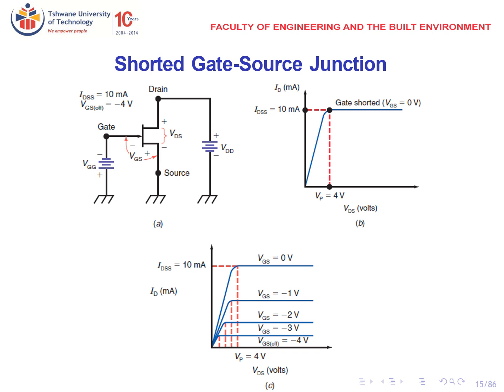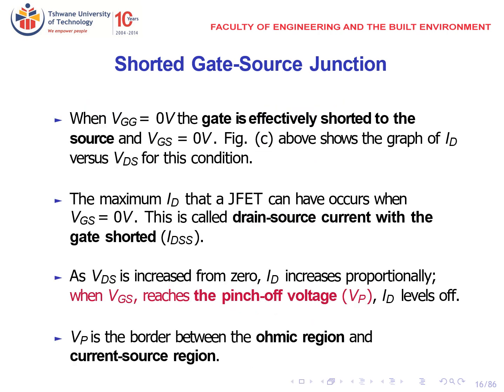When VGS is equal to 0, we get maximum ID, which is IDSS. As we supply negative voltage VGS, we have a lower value of ID until ID is 0. So the value that will cause ID to be 0 is called VGS(off). When VGG is equal to 0, the gate is effectively shorted to the source and VGS is equal to 0. Figure C above shows the graph of ID versus VDS for this condition.